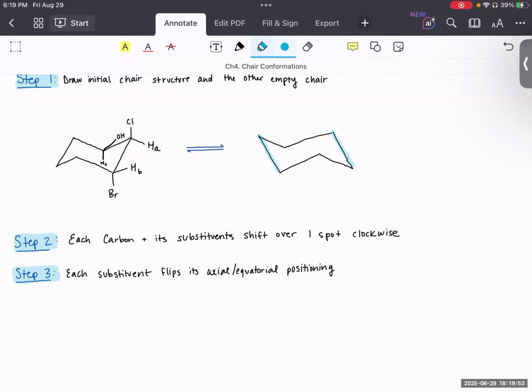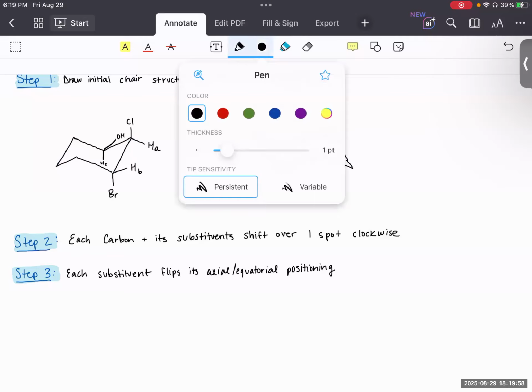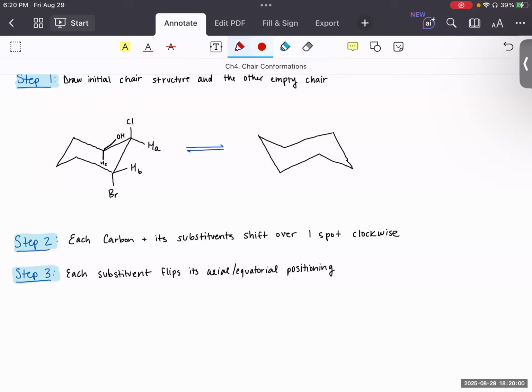All right. Next, what we're going to do in step 2 is we have that each carbon shifts over one spot going clockwise. So in that previous video, we assigned this top right as carbon number 1. So once we do that chair flip, we're going to move over one spot clockwise. So now our carbon 1 is going to be here.